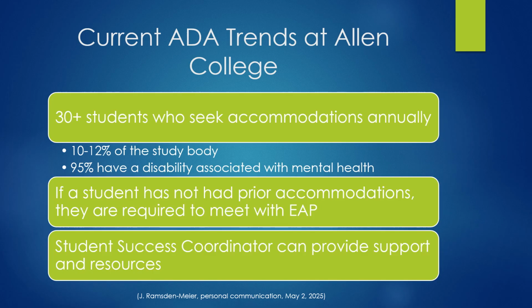Dr. Ramsdenmeyer has been in her role for many years. At the start, there were 1 to 2 students each year that initiated accommodations with Allen College. Fast forward to now, and she deals with an average of 30 plus students each academic year who seek accommodations. She estimated that this averaged out to be about 10 to 12% of the student body. Of those 30 plus students, about 95% have a disability that is associated with mental health, with anxiety being the most common.